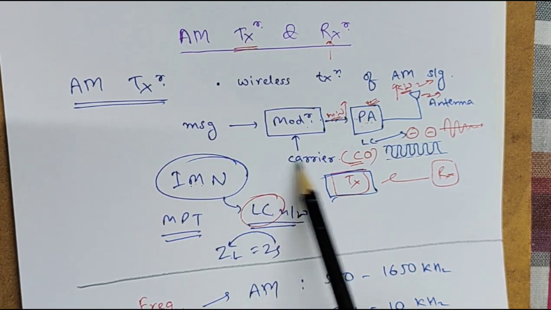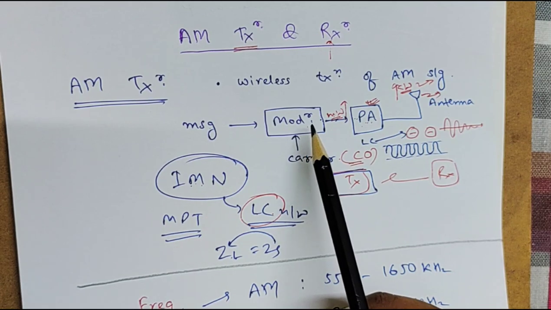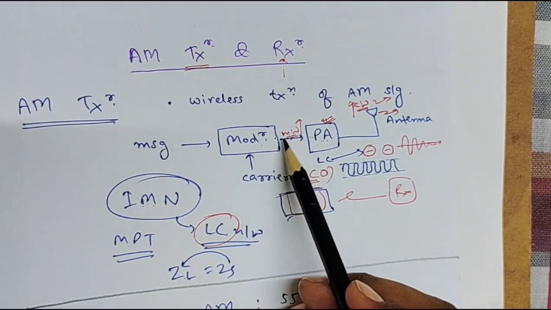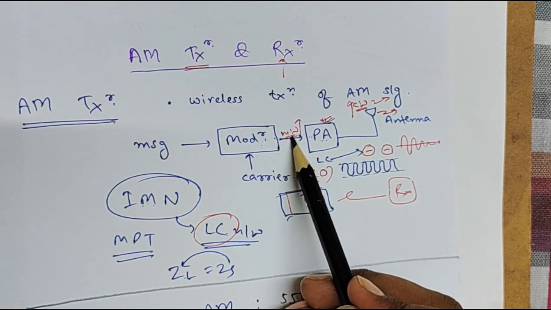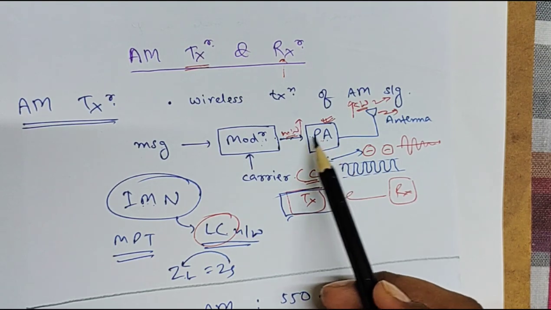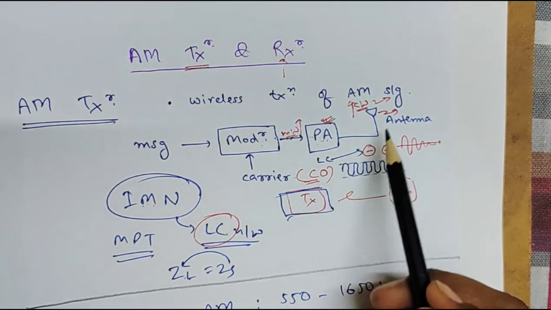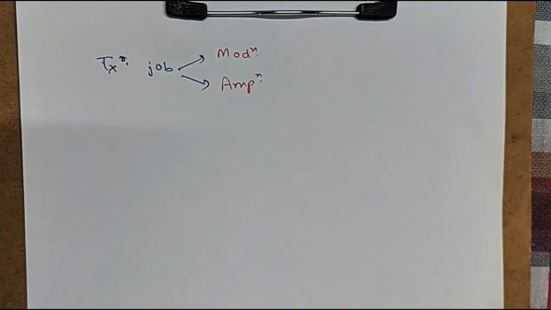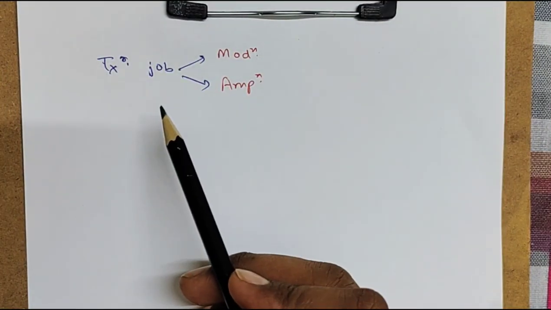So that process is called modulation. That is the job of the transmitter, one of the jobs. The second is that the modulated signal, meaning the output of the modulator, is then amplified using a power amplifier so that it can be radiated effectively by the antenna, right? So these are the two functions of a transmitter.